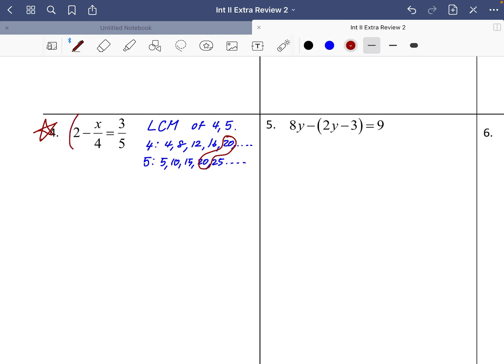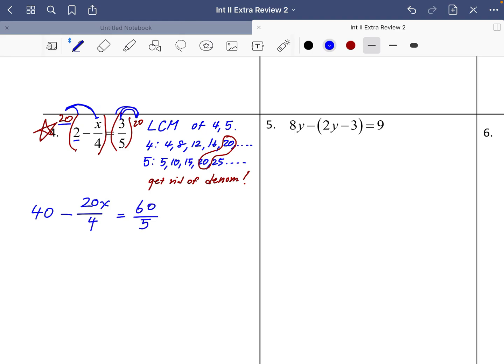Therefore, I can multiply both sides of the equation by 20. And this is going to help me get rid of the denominator. So let's do it. You need to multiply everything by 20. So 20 times 2 is 40. Then 20 times x over 4, it's going to be minus 20x over 4, equals 20 times 3 is 60, so 60 over 5.